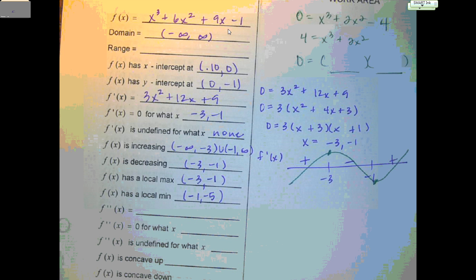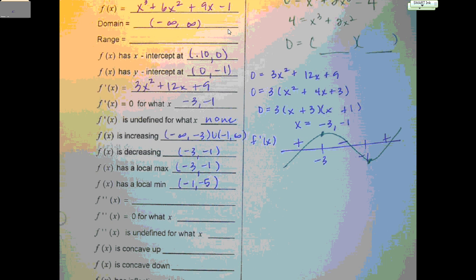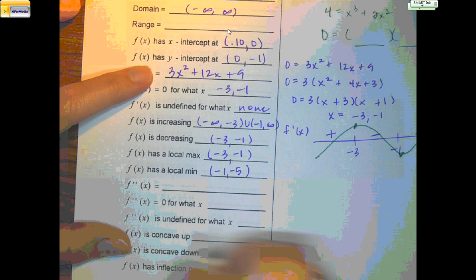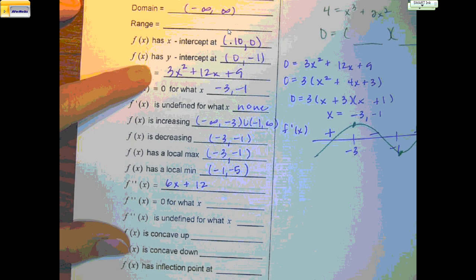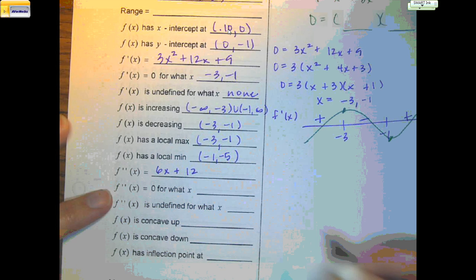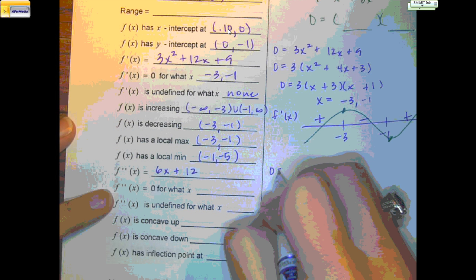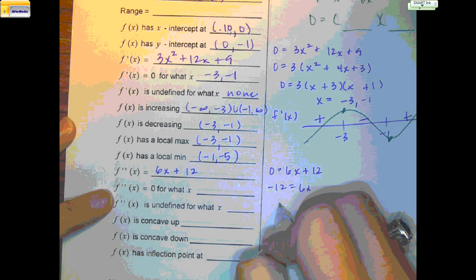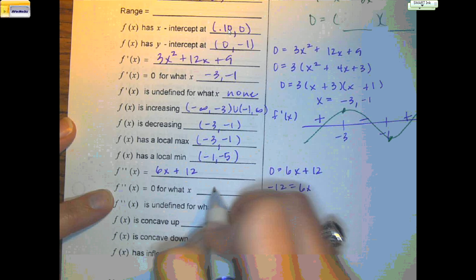Yes, she did. Okay. Second derivative. We look at our first derivative and we perform the power rule. So I wind up with 6x plus 12. It wants to know where it's equal to 0. Good. So it happens at -2. It wants to know where it's undefined. None. Good.